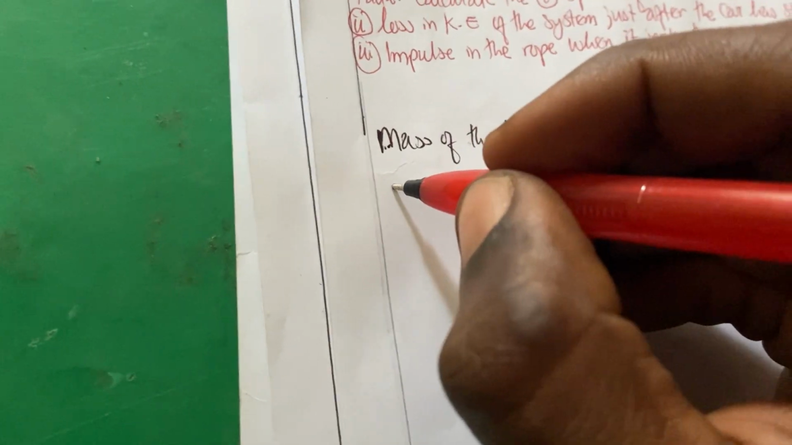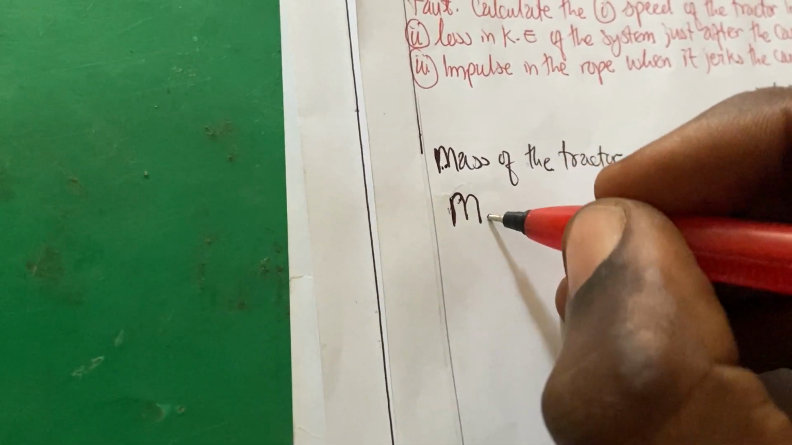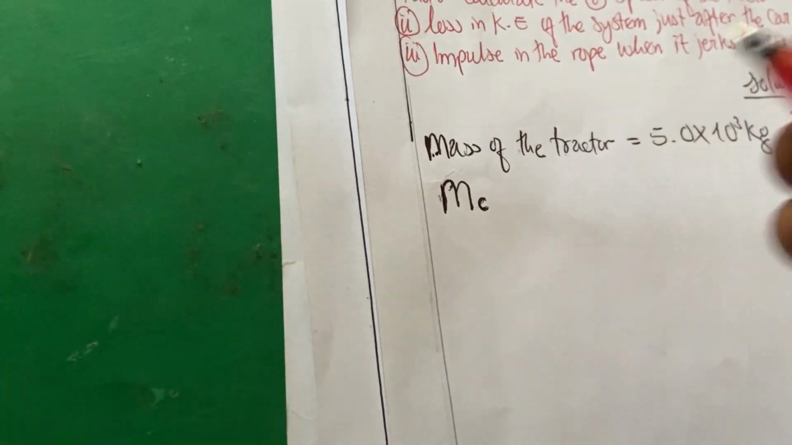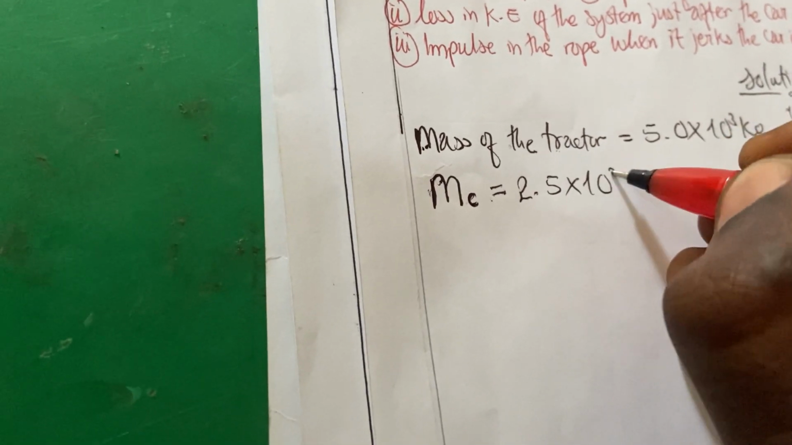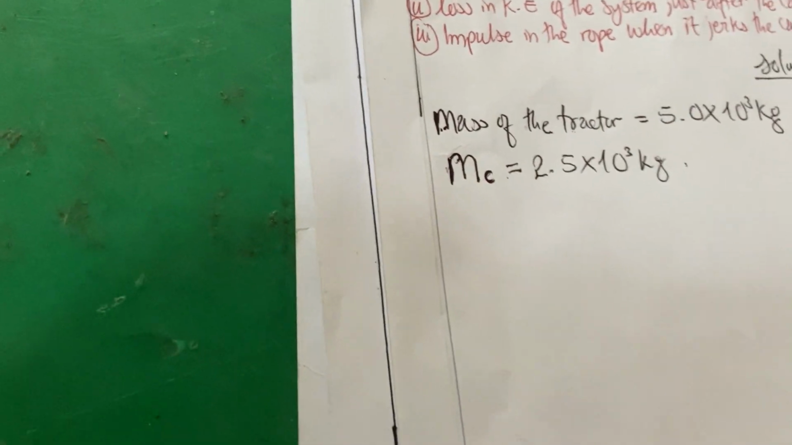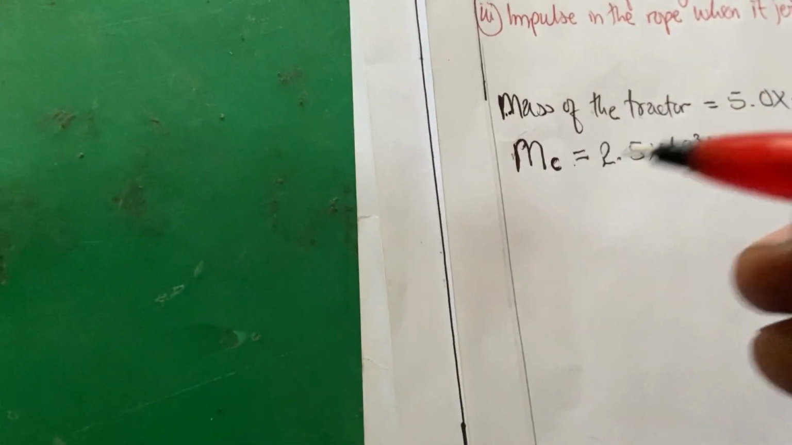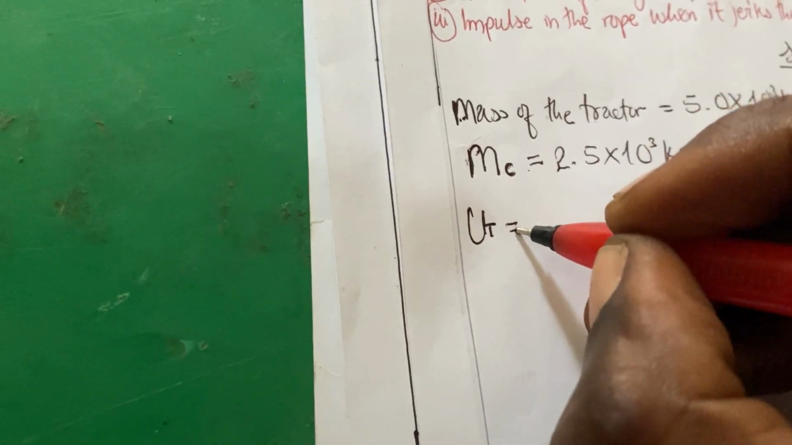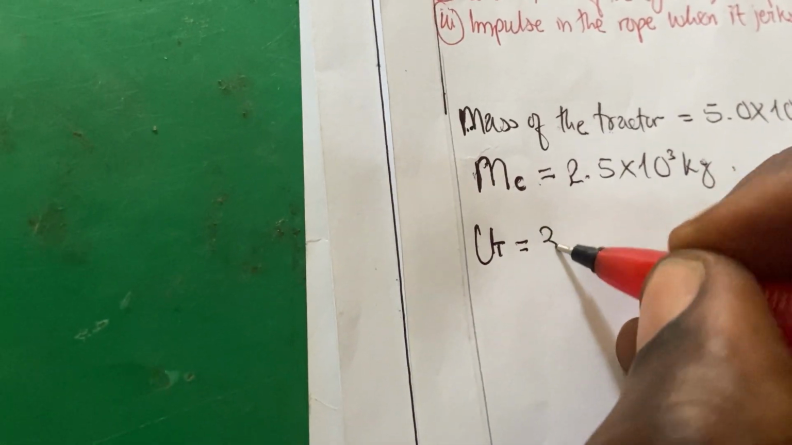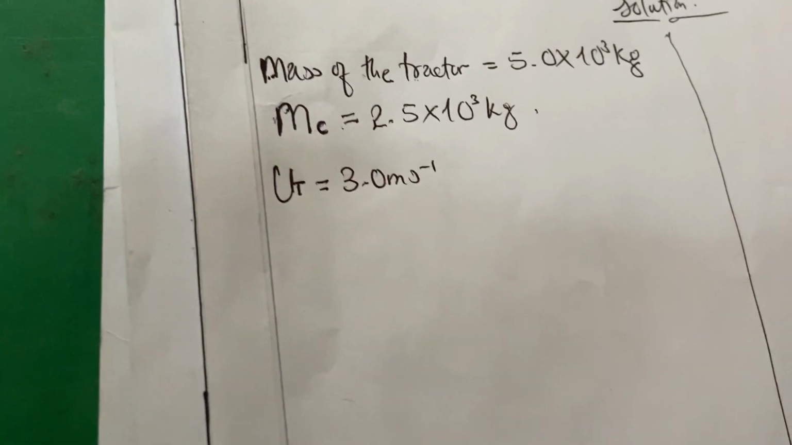Let me just write the mass of the car. I'll use MC, and I'll use MT for the mass of the tractor. The mass of the car equals 2.5 times 10 raised to power 3 kilogram. The tractor moves with a speed of, it means that the speed associated with the tractor, that's before collision, UT equals 3.0 meter per second, just before the rope becomes taut.